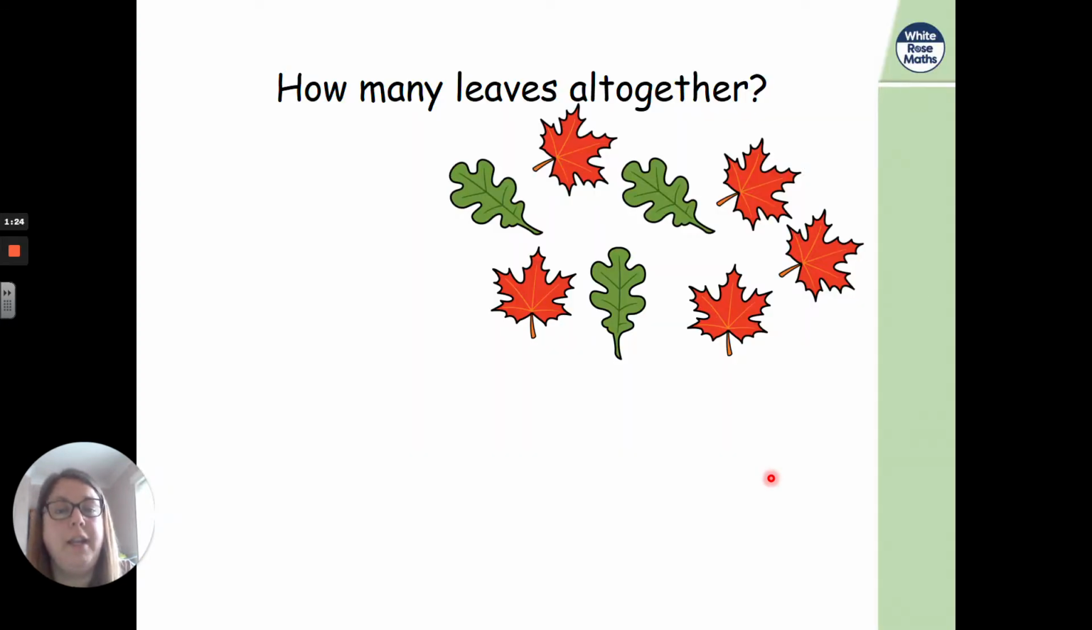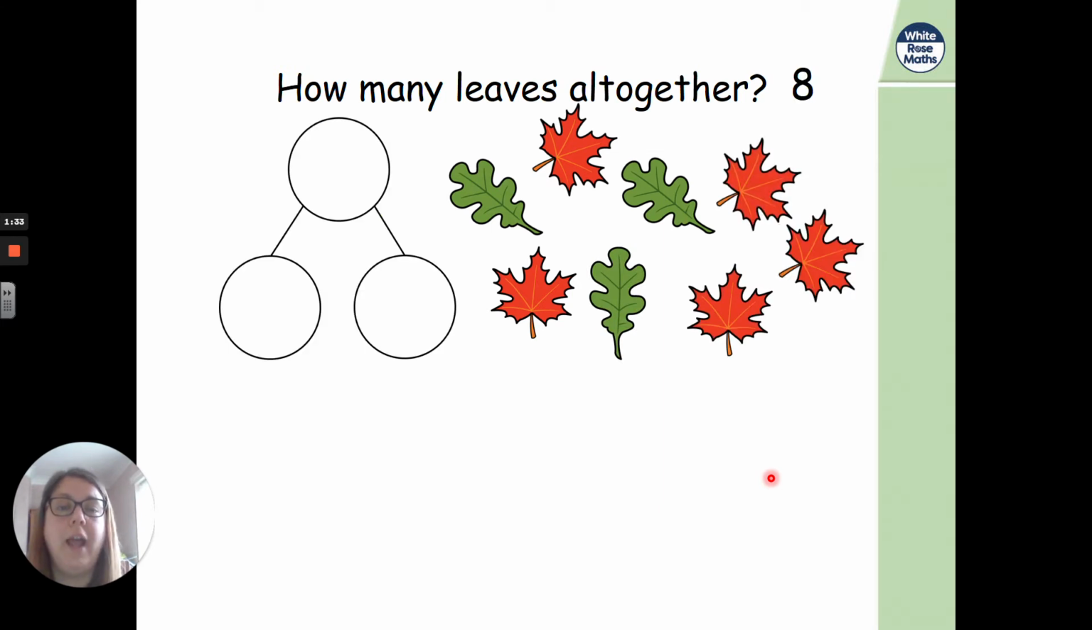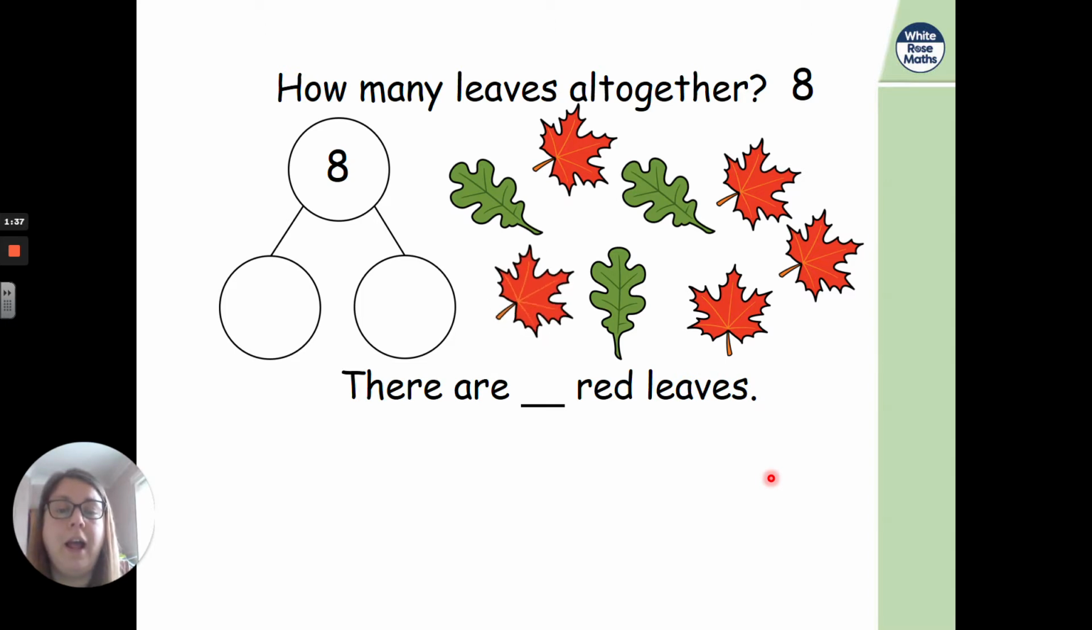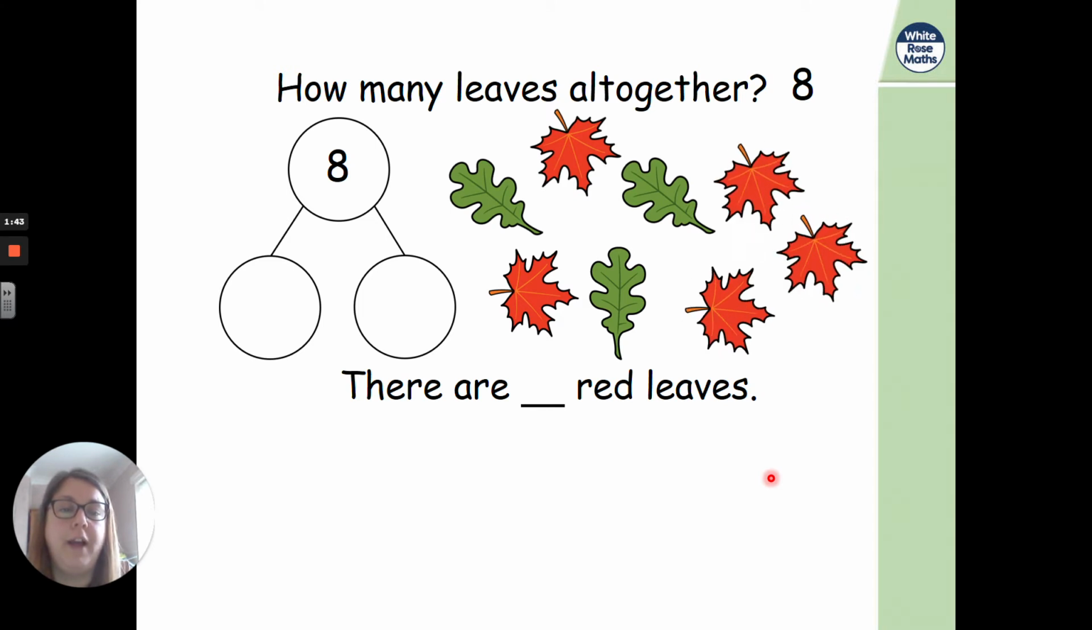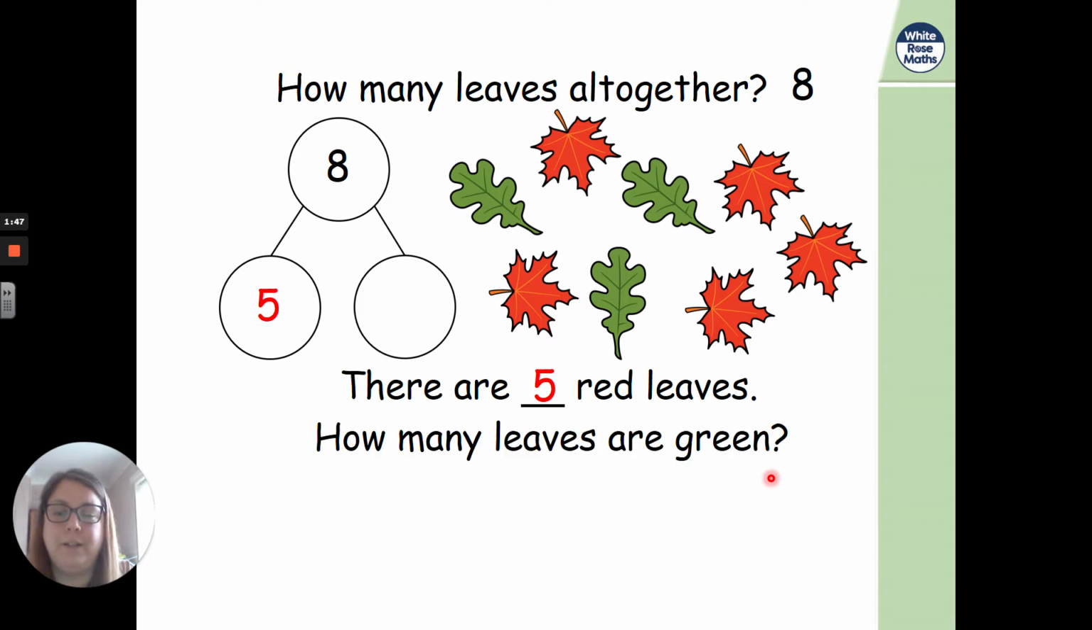Let's have a look at subtraction today then. So, how many leaves have we got all together? Let's count them. 1, 2, 3, 4, 5, 6, 7, 8. We've got 8 leaves all together. So let's put that in our whole. There are how many red leaves? So I'll go back. 1, 2, 3, 4, 5. 5 red leaves. So let's put that in the part. How many leaves are green?